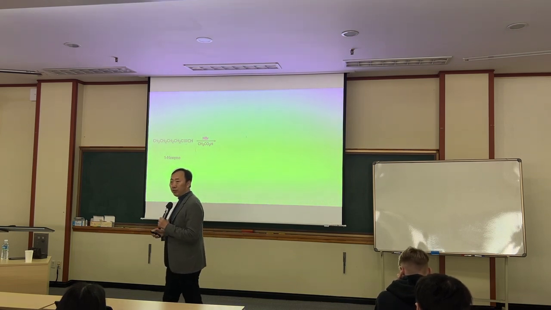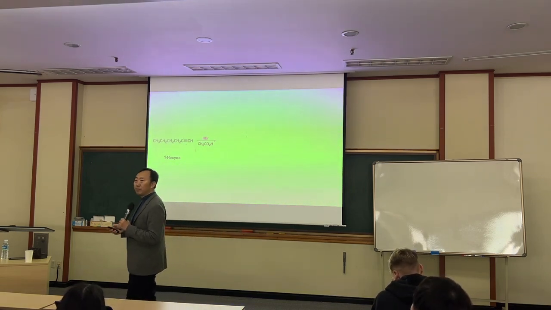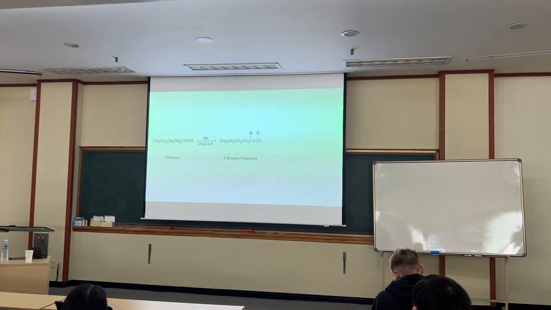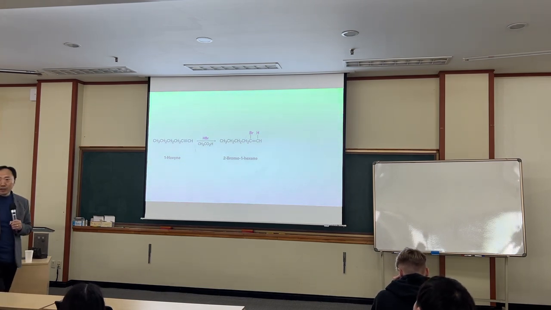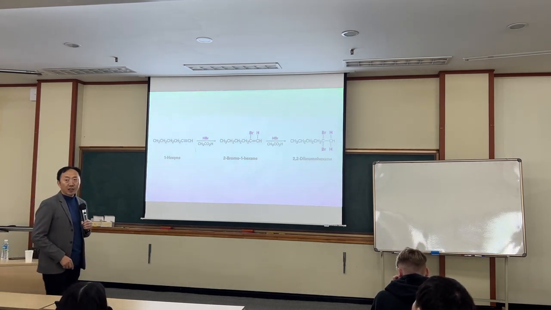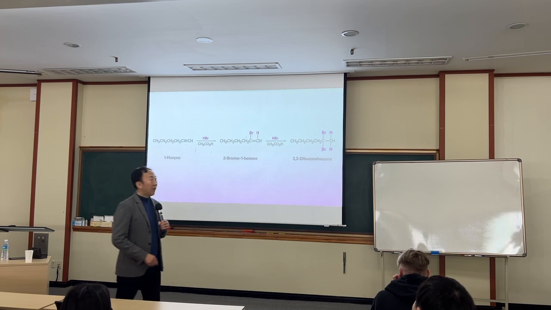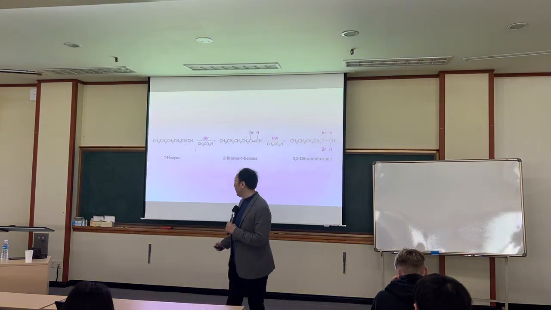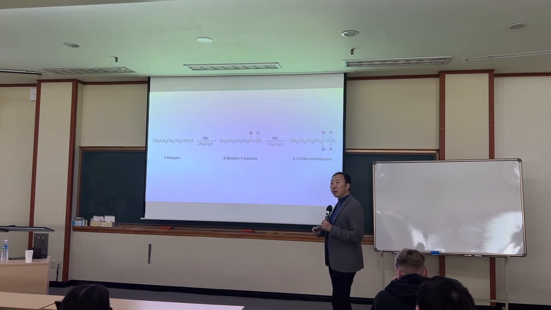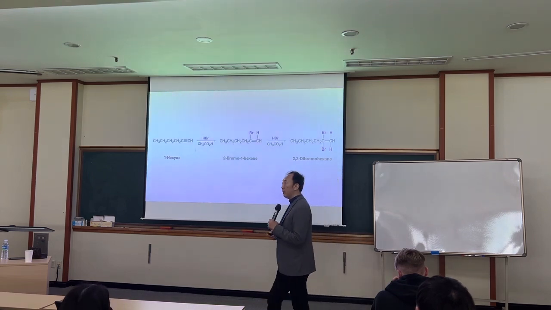Is it Markovnikov or anti-Markovnikov? Markovnikov. The same reaction happens: Br here and H here. Except the alkyne is more reactive, so it may not stop. It keeps going to the next step. Another Br is added here, and another Br comes here. Both of the reactions are Markovnikov.